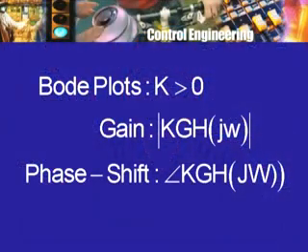Let us take a look at Bode's method of approximating the frequency response. What we are looking for is a method for finding out the modulus, which corresponds to the gain, and the argument, which corresponds to the phase shift, of KGH(jω), where KGH is the loop transfer function. So, we are interested in the modulus of this and in the argument of the same thing.